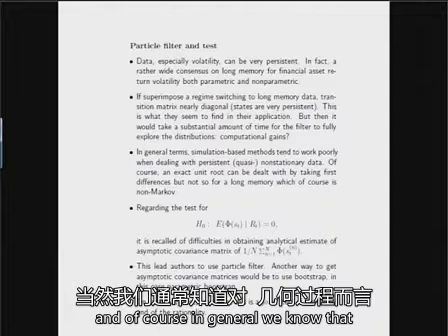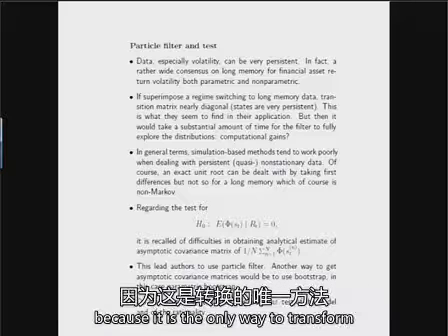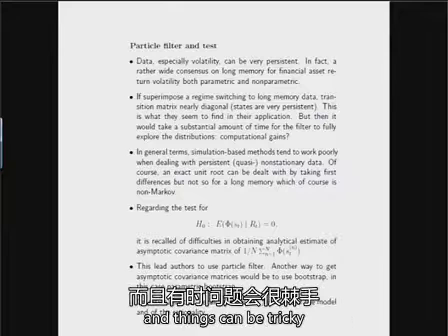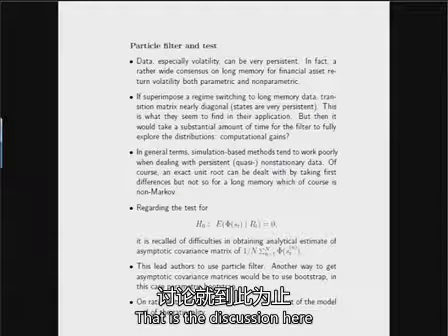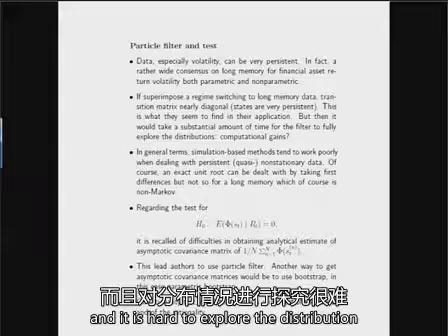And of course, in general, we know that simulation-based methods work pretty well for geometrically ergodic processes. With a unit root, we can handle that because there is an easy way to transform them into short memory processes. When you're in between, things can be tricky. It's the same discussion here. It's the very persistent states which keep us working hard to explore the distribution.